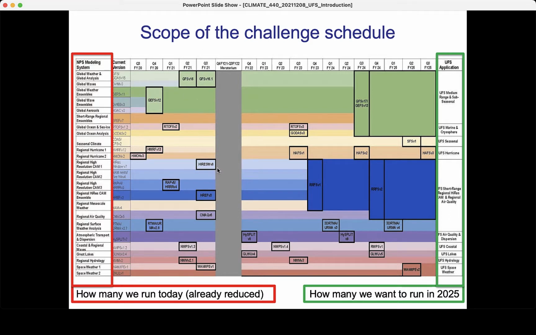And this is known as the rainbow diagram. I'm sure there's one that's a little bit more current than this. It's a time series. It's a management diagram. On this side is FY20, fiscal year 20. On this side is fiscal year 25. So we're actually somewhere along in here. What's over here in the red is how many systems are being run today, or how many systems were being run when this plot was made. To be brutally honest, this has already been reduced from what was the case when we really started this effort. And over here, how many systems we want to be running in 2025.